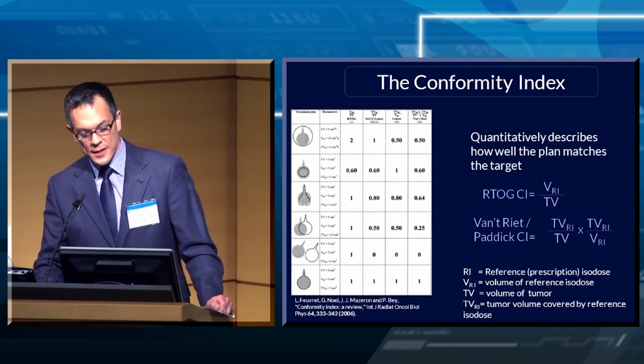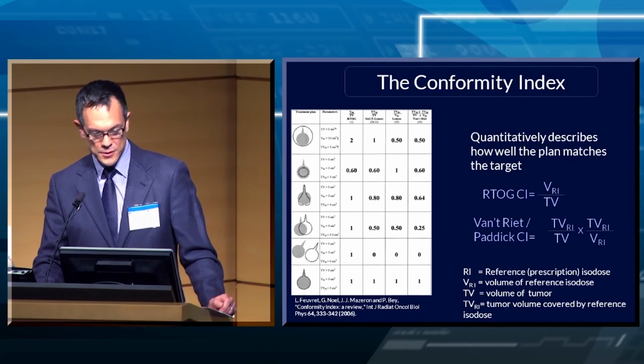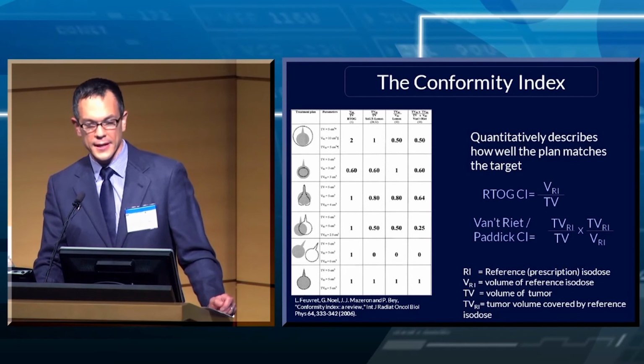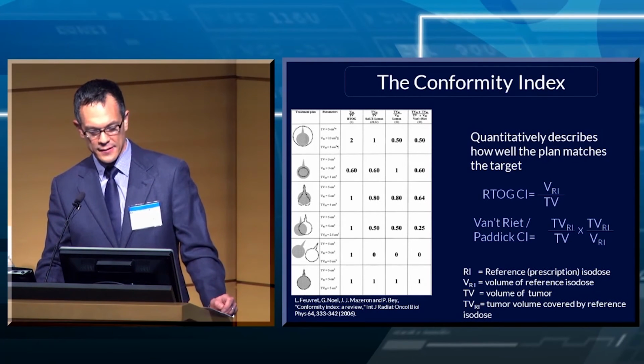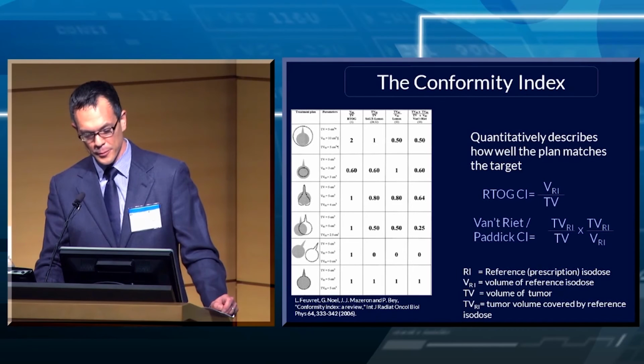We also use things like conformity indexes, which we mentioned a little bit last night, but here's some examples. And these try to describe how well the plan matches the target. And the two most popular ones are probably the RTOG index, and especially in radiosurgery, the Paddock conformity index.